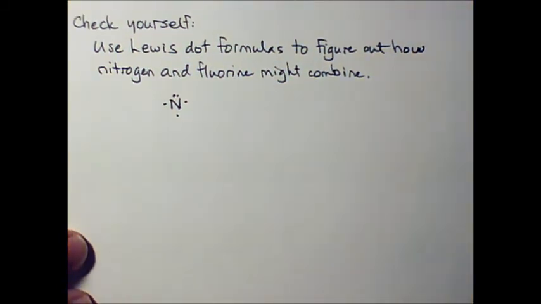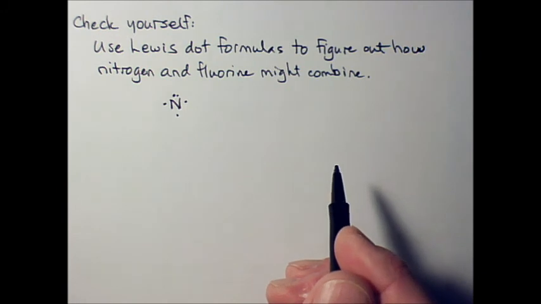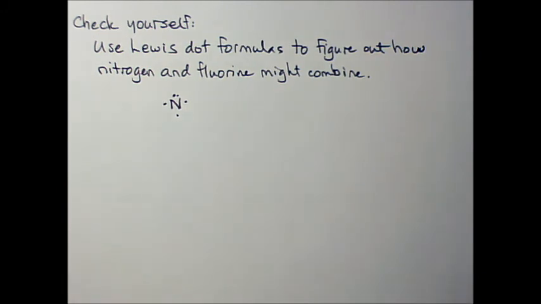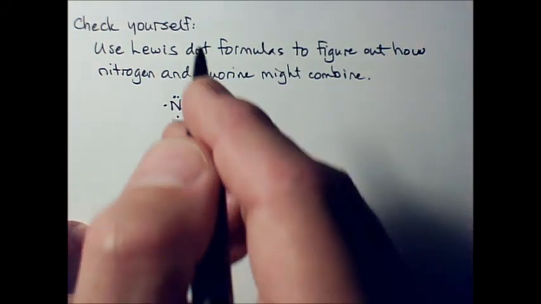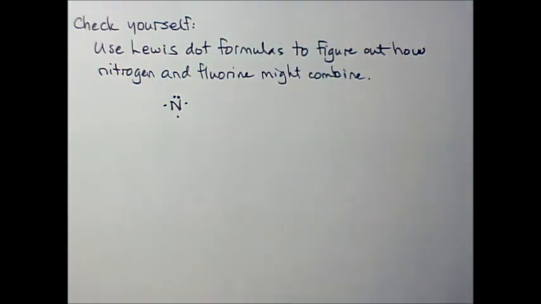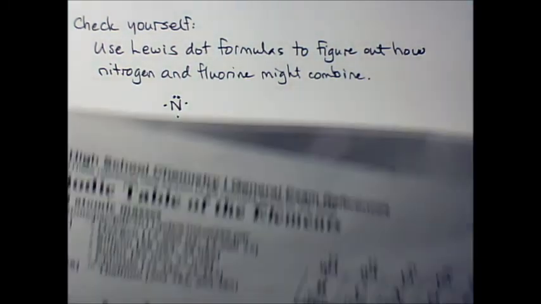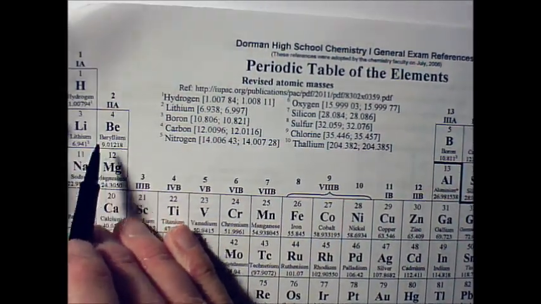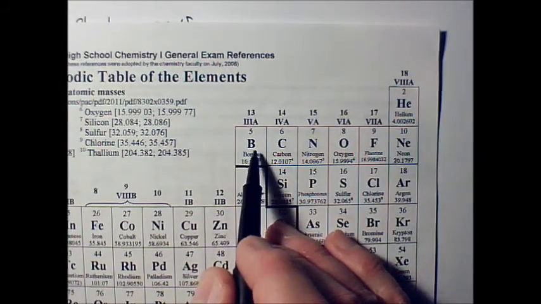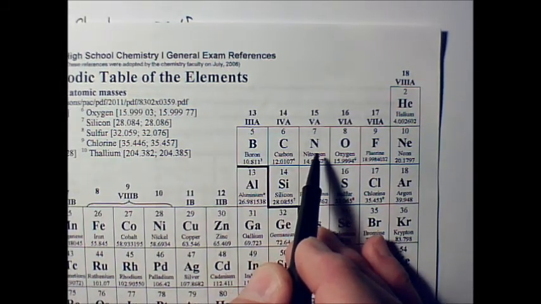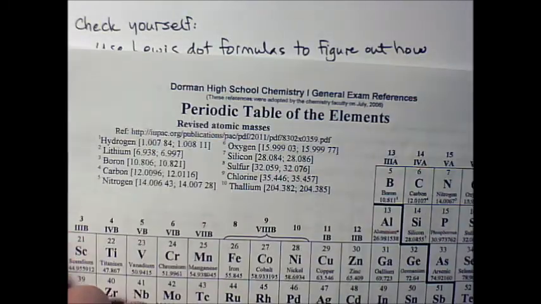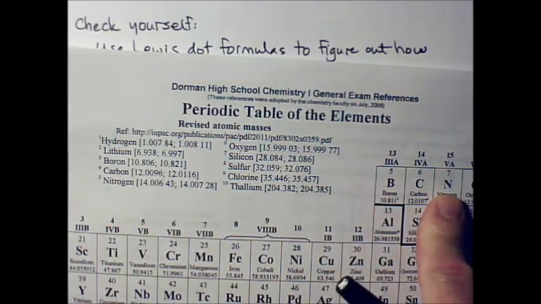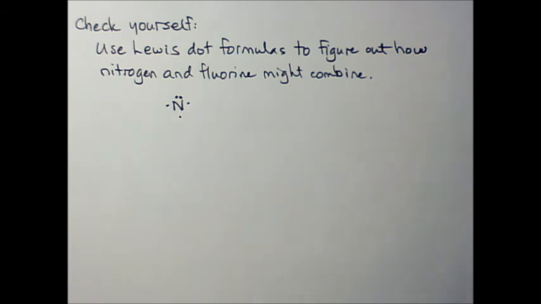Alright, we're looking for a way to get nitrogen and fluorine to both have 8 valence electrons. Nitrogen has 5 valence electrons to start with. In the valence level, nitrogen has 2 electrons in the S sublevel, represented by these 2 elements, and 3 electrons in the P sublevel, represented by these. This whole set of electrons is in the valence level, so that's a total of 5 electrons. 2 and 3 makes 5.